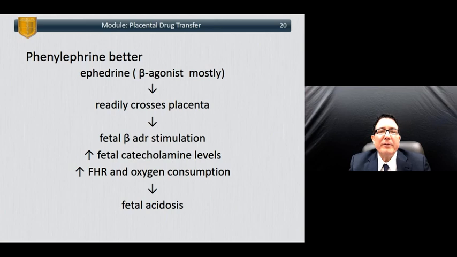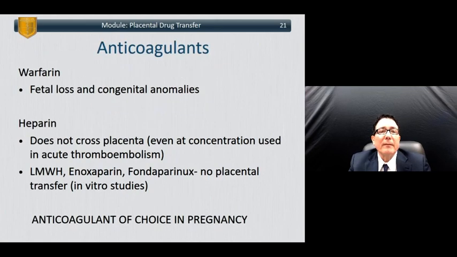We know that ephedrine is a beta agonist, mostly, readily crosses the placenta, and can cause fetal beta adrenergic stimulation with increased fetal catecholamine levels, increased fetal heart rate and oxygen consumption, and the potential for fetal acidosis. So phenylephrine, from this fetal acidosis perspective, is much, much better.